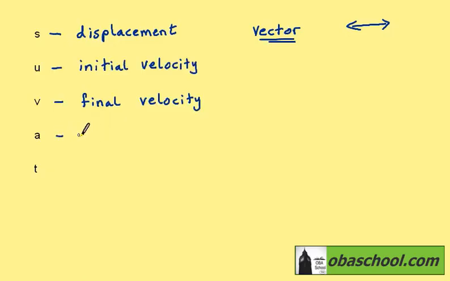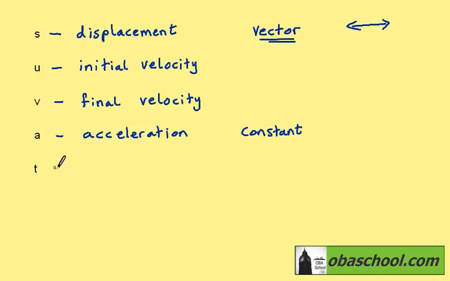The a represents acceleration. Acceleration is also a vector because it happens in a particular direction. Throughout this section, acceleration is assumed to be constant, although in some problems it may change from one value to another. Acceleration will be constant for a period of time.